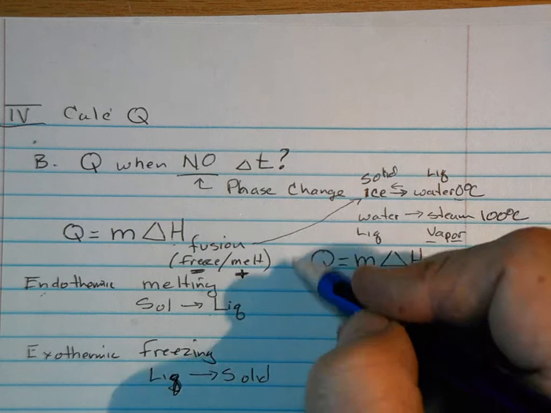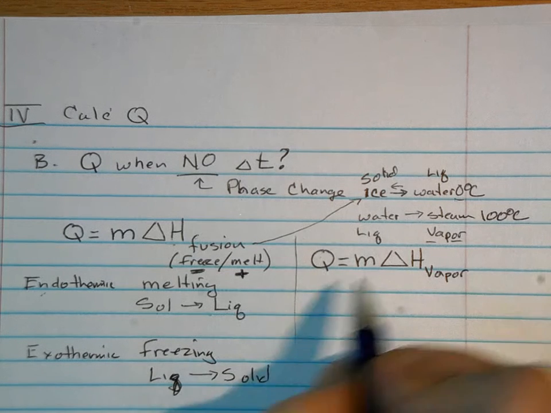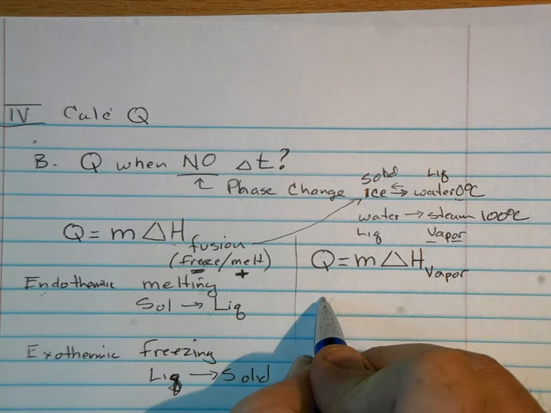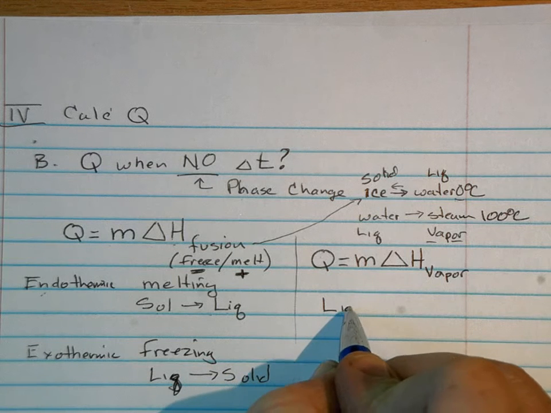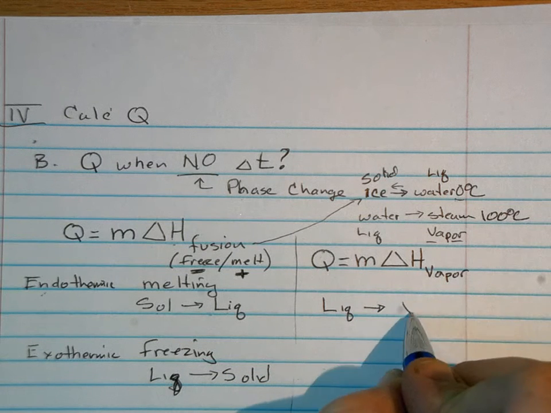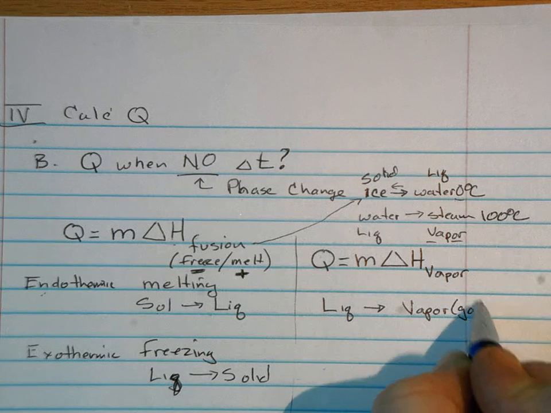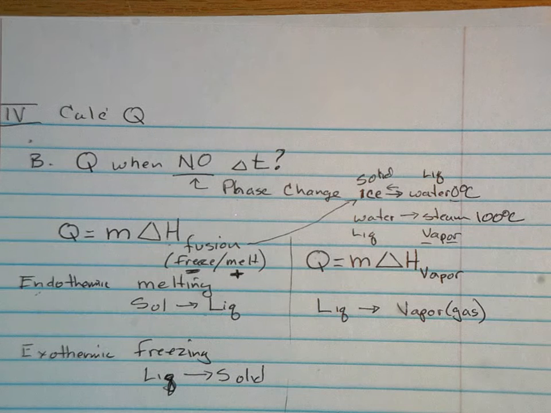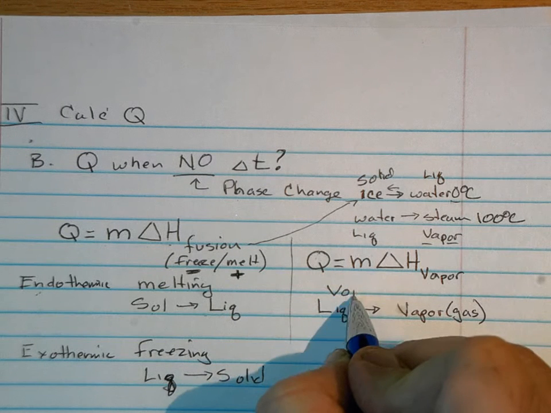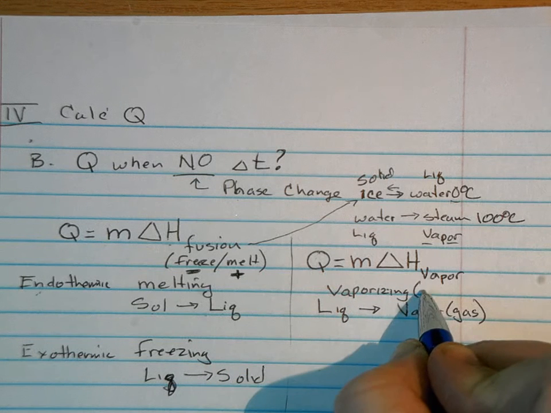So this is almost like a little data table I've made here. If we've got this liquid right here changing into a gas, I'm going to say a vapor. Now when we say gas, we don't mean gasoline, we mean a gaseous material. This process is called vaporizing. You might be more comfortable calling it boiling.